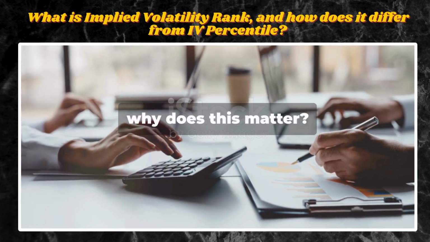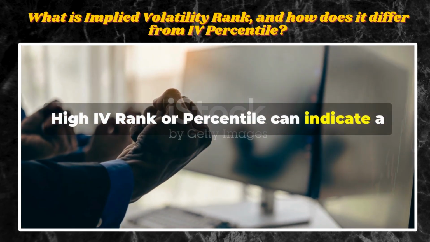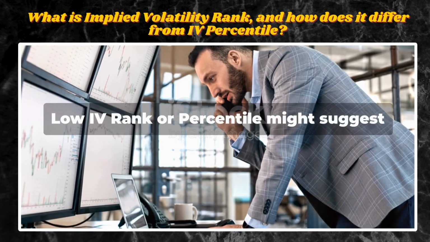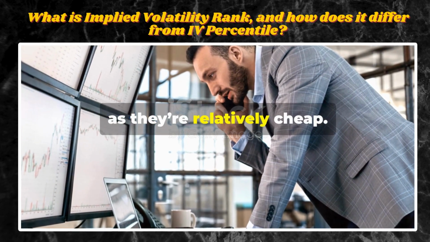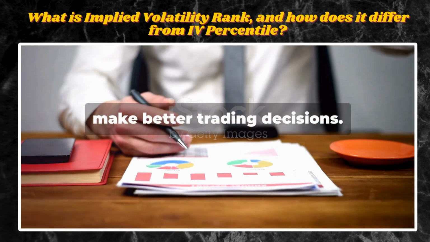So, why does this matter? High IV rank or percentile can indicate a good time to sell options as premiums are high. Low IV rank or percentile might suggest buying options as they're relatively cheap. Understanding these metrics can help you make better trading decisions.